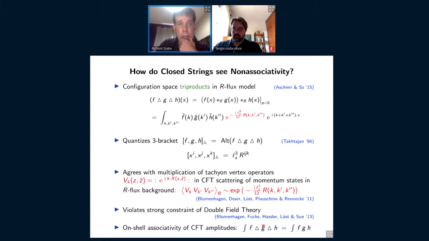Okay, there's no deformation here anymore. And that means, in this language of conformal field theory and string theory, that the theory is always associative on shell. Okay, so non-associativity is really an off-shell phenomenon in this theory.